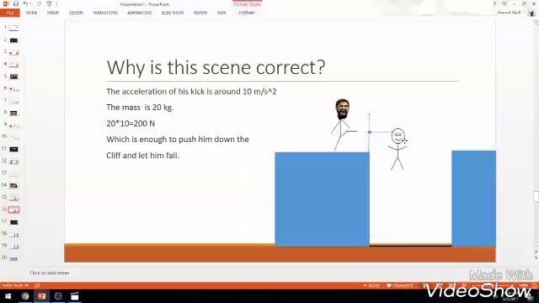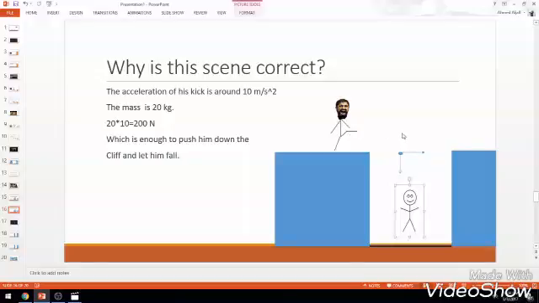When he's going down from the cliff, the normal force disappears because there is no normal force anymore. Nothing is under him. So the man will just fall down. So that's why this scene is correct. The kick was enough to push him down.